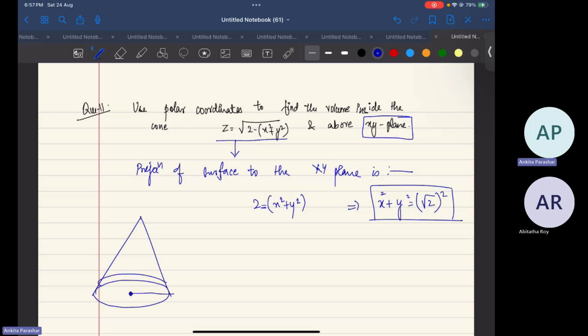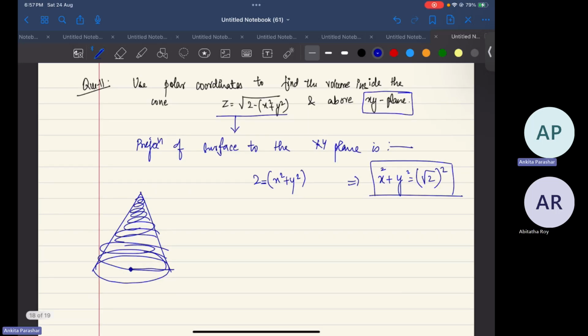This is a big circle, then smaller, smaller, and this is how it becomes a cone. The cone is obtained by keeping the circles one above the other, reducing the radius of the circle. Yeah, this is how we draw the cone. Okay, so we know the surface. Now we have to find the volume of this cone.